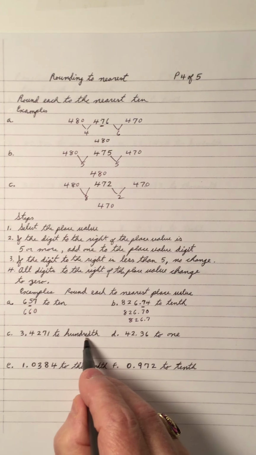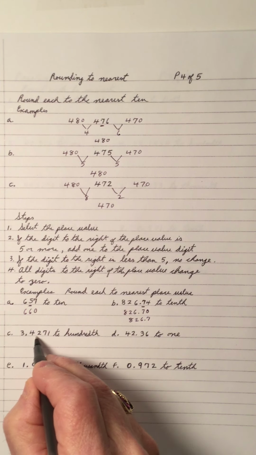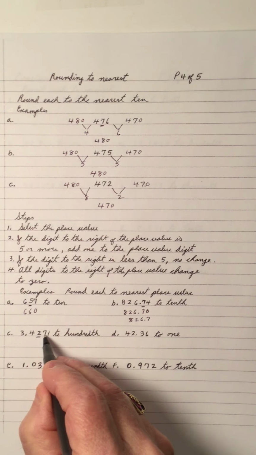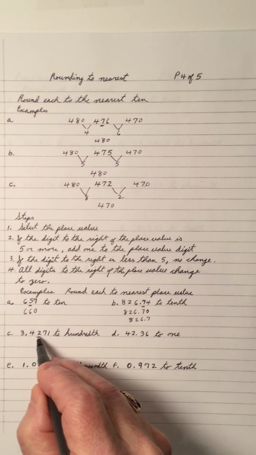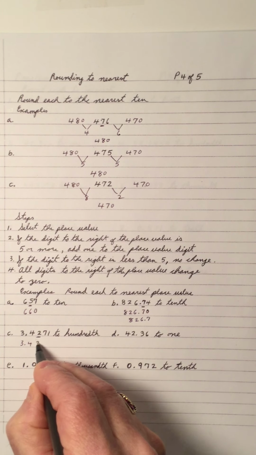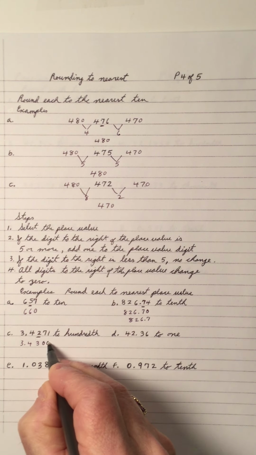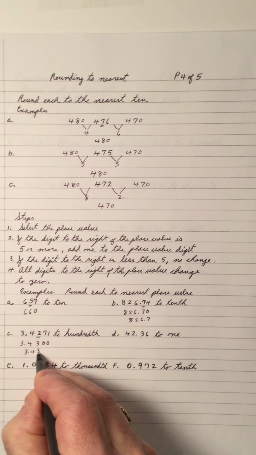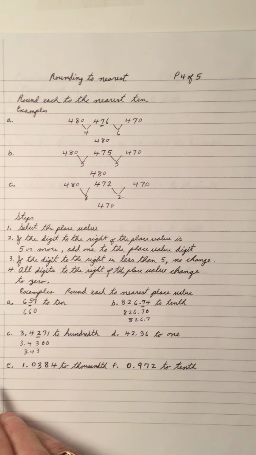C, round to the nearest hundredths. Ones, tenths, hundredths. 2 is in the hundredths place. So we look at the digit to the right, which is a 7. 7 is higher than 5, so we add 1 to the place value. So 2 plus 1 is 3. Now we put all zeros on the right. And to simplify that, that's the same as 3.43. The zeros are not necessary.